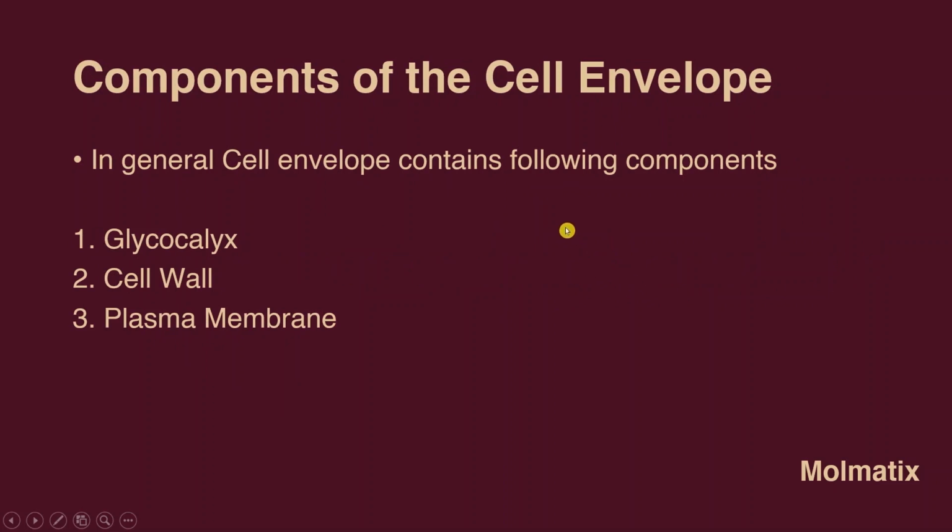Then, components of the cell envelope: glycocalyx, cell wall, plasma membrane. These are the three components of the cell envelope. We will see them one by one.